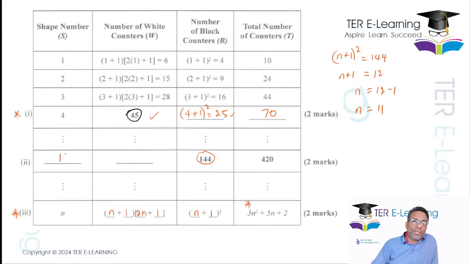So therefore, I know that this should be 11 here. If I want to work this out, this is going to be 11 plus 1, multiplied by 2 by 11 plus 1. So 2 by 11 is 22, plus 1 is 23. So that's 23 multiplied by 12, which is 276. Now let me just add 276 plus 144 and see what I get. 420. So we're good. That's it for this particular table here.